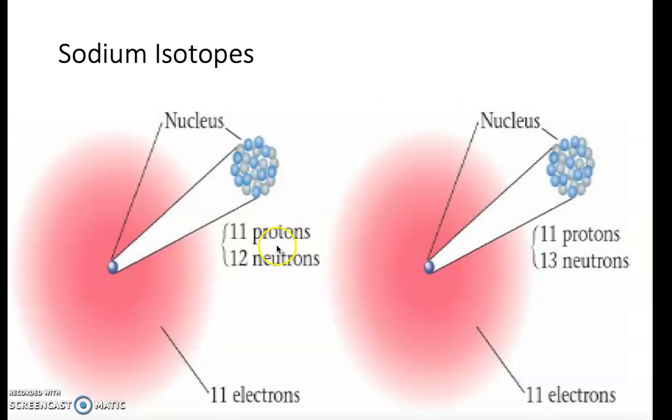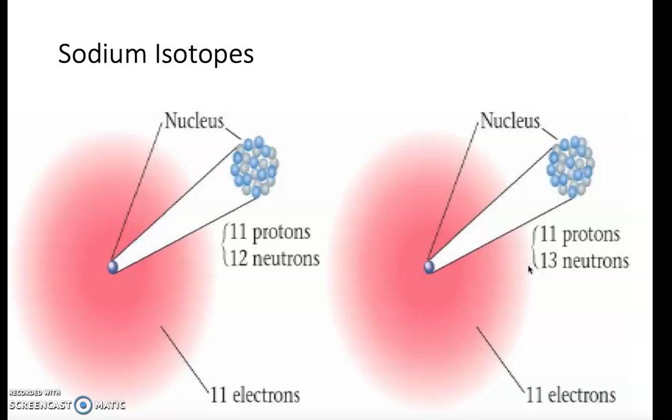So we can compare the 2 isotopes of sodium now. On the left, we have sodium-23, and on the right, we have sodium-24. Now notice the 2 red clouds are the clouds of electrons, and there's 11 electrons here and 11 electrons here. Inside the nucleus, there's 11 protons, 11 protons. But there's 12 neutrons here and 13 neutrons here. That's what makes isotopes different.